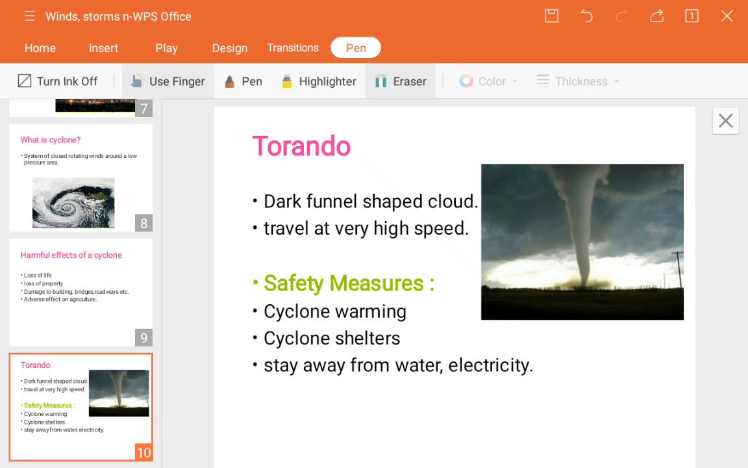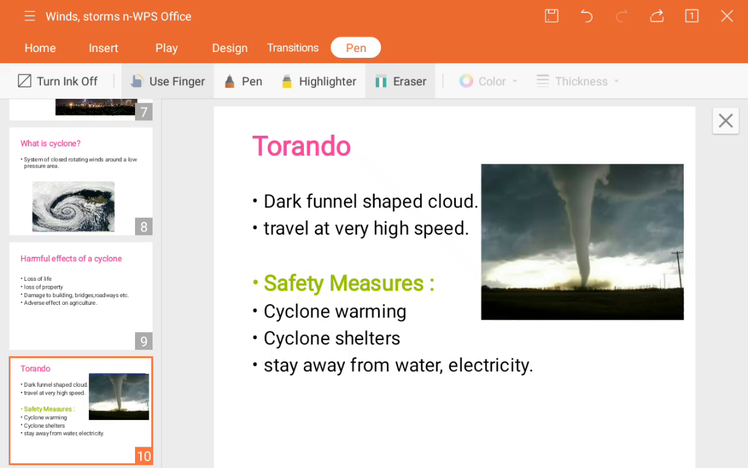So next is, what are the safety measures? This was also one part of our chapter. In such a situation, if winds, storms, cyclone, tornado all these things happen, what are the safety things you have to carry? So see, which are the safety measures from lightning? First of all, we will see about the lightning.